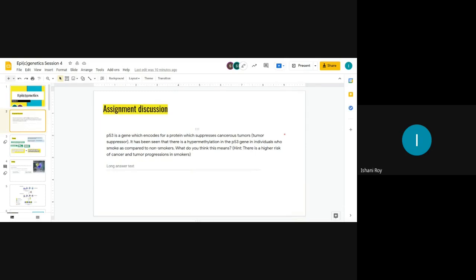Right, so let's begin the session by discussing the assignment that was given to you in last class. So, in the question, it says that there is a hypermethylation in the P53 gene in chronic smokers, and you were asked to answer what this means. So, like we have learned in previous classes, methylation causes the silencing of a gene, which means it represses the activity. So in this case, the P53 gene is a tumor suppressing gene and it suppresses cancerous tumors. So if there is hypermethylation in the P53 gene, it would mean that it cannot express itself and suppress the tumors. So in chronic smokers, since there is no suppression of these tumors, we see cases of cancer more prevalent in smokers as compared to non-smokers because there is no gene that can stop their activity.